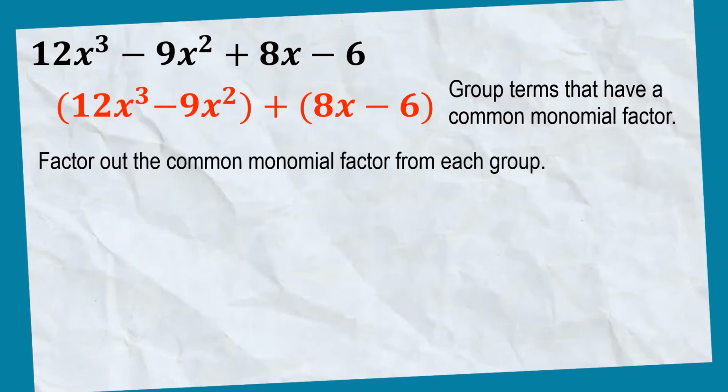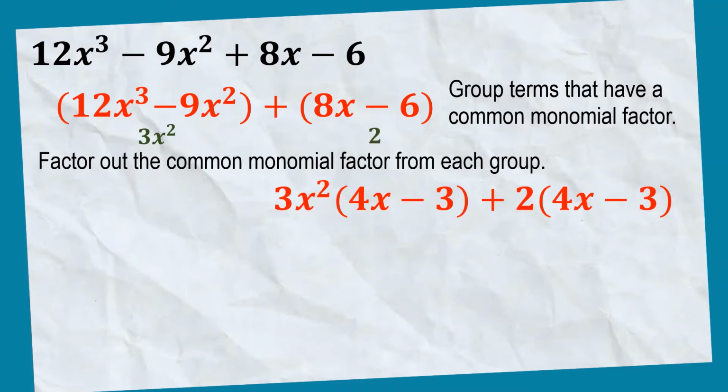Next, we need to factor out the common monomial factor from each group. In the first group, ang common monomial factor po natin ay 3x squared. At sa second group naman po, ang ating common monomial factor ay 2. So we need to factor out the common monomial factor, kaya po ang kakalabasan po, we have 3x squared times the quantity 4x minus 3 plus 2 times the quantity 4x minus 3. Saan po natin nakuha si 4x minus 3? First, in the first group po, 12x cubed divided by 3x squared is equal to 4x.